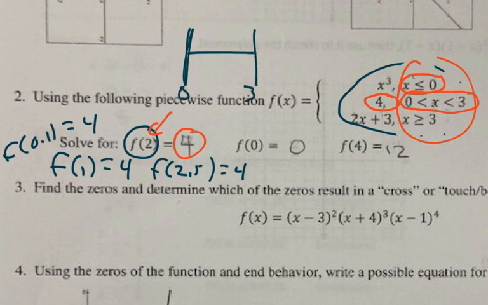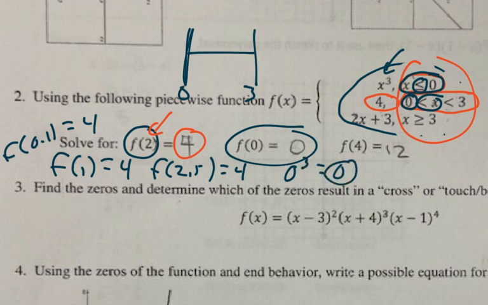Okay? Now, f of 0. Well, the key thing is we do not want to use this 0, because this is where x is greater than 0, not equal to. Here is where x is less than or equal to 0, so we have to use this function here. So for f of 0, you would say 0 cubed, which is 0.